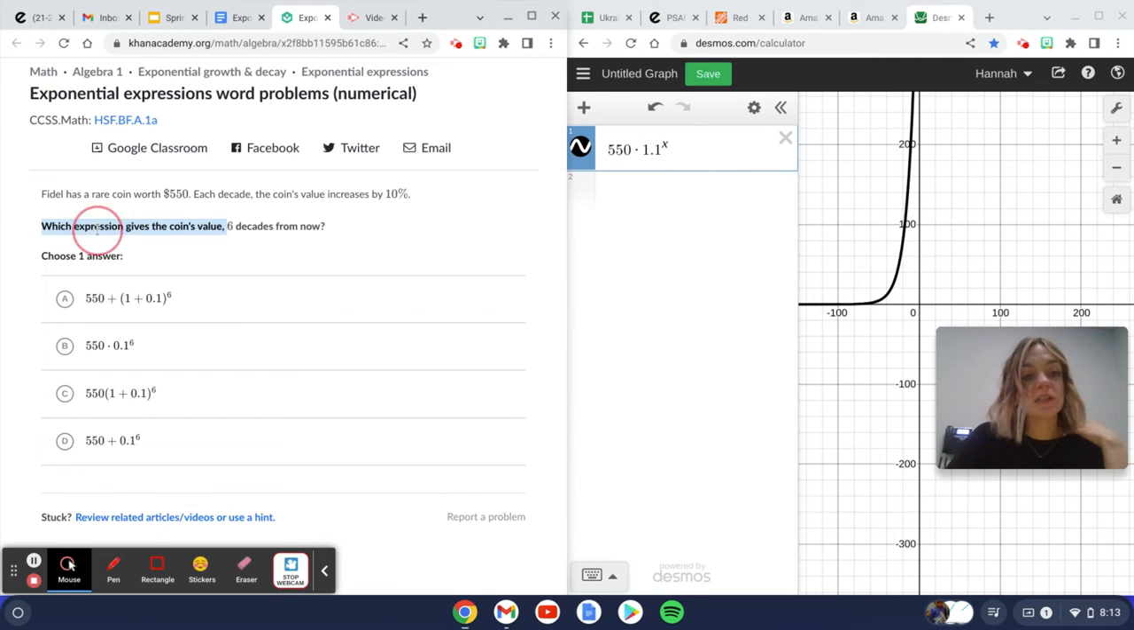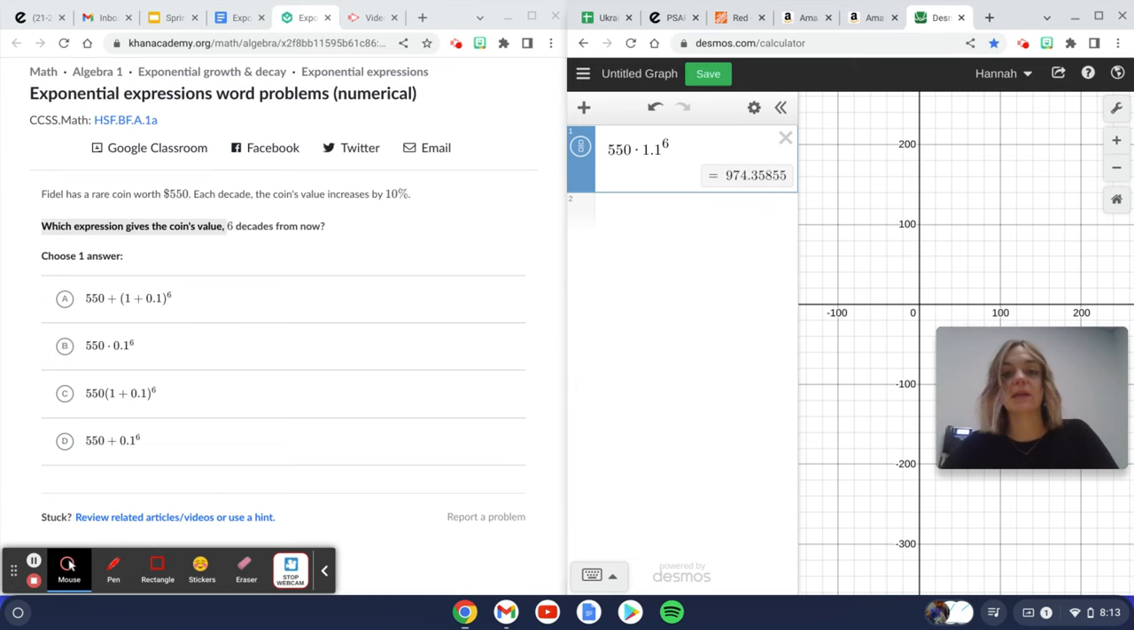Which expression gives the coin's value 6 decades from now? So x is telling me the number of decades. It's giving me a 6. I'm going to go ahead and plug a 6 in there, and then find which one in Khan Academy gives me this option. So this is all adding. We don't want to be adding. We want to be multiplying with exponential functions.